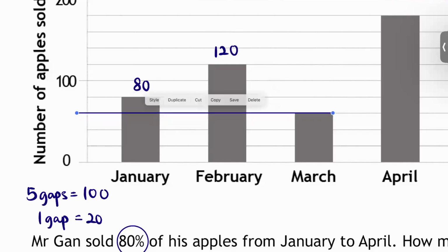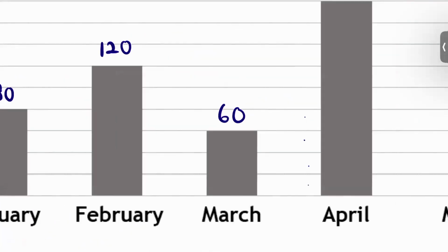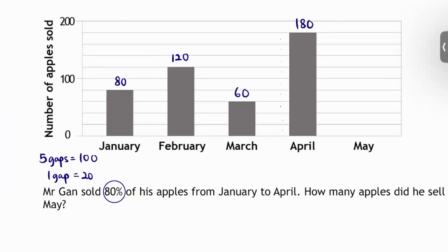Okay, so this is 80. No, this is 60 because there are 3 gaps, 1, 2, 3. Okay, and then here is 1, 2, 3, 4, 5, 6, 7, 8, 9, 180. Or we can see that it is 1 less than 200. That's how we get it.